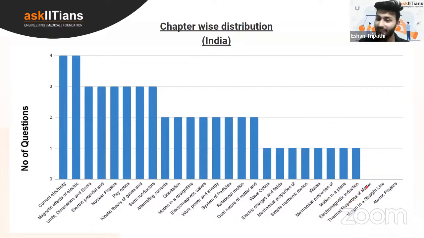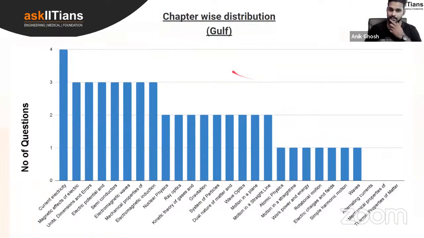And then the interesting thing is no question was asked from thermal properties of matter, motion in a straight line, and also atomic physics. Zero questions were asked from these three topics. We're going to see how it turned out in the Gulf paper also, but this is what we see from India. Now let's move to the Gulf paper.